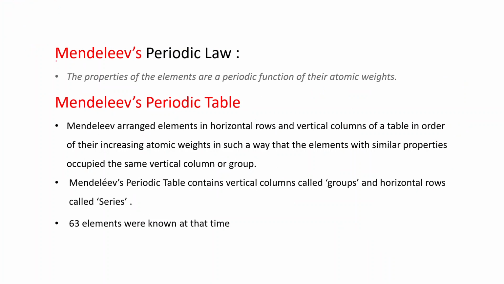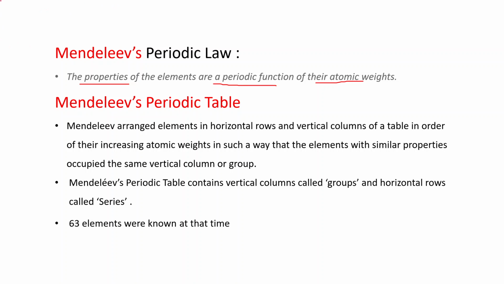Mendeleev's periodic law: the properties of the elements are a periodic function of their atomic weights. At the time of Mendeleev, 63 elements were known. He made 63 cards, and on each card he wrote the properties of an element along with its name and the formula of its oxide and hydrides.